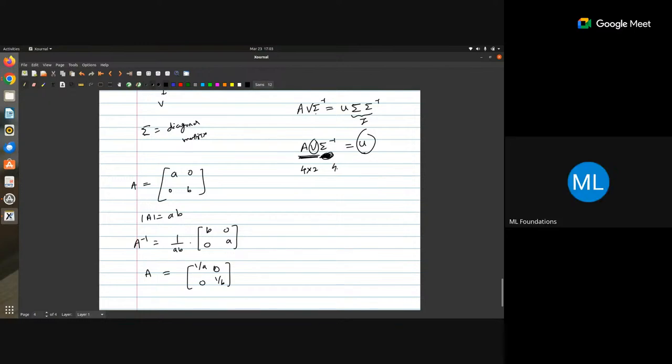But this will be what? That is 4 cross 2. 2 cross 4. And then if you multiply this, you'll get 4 cross 4, a 4 cross 4 matrix. Understand? Just check it out. You'll get the 4 cross 4 matrix. Because they have given 2 values, we'll directly take those 2 values and put them here.